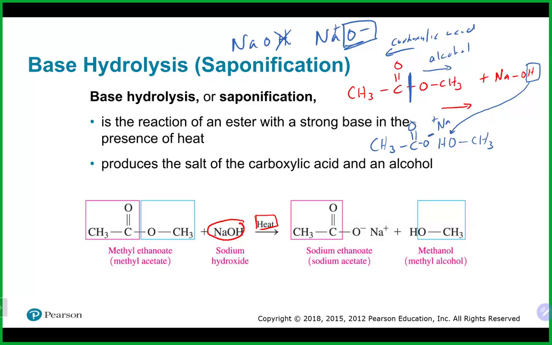So going the base route, you do not get both things back completely. You get a salt, which is almost like a carboxylic acid, missing the hydrogen. It does have a charge, which is why it's a salt. It will have a sodium or potassium there as well to balance out the charge, and you will get the alcohol. This is basically what soap is.